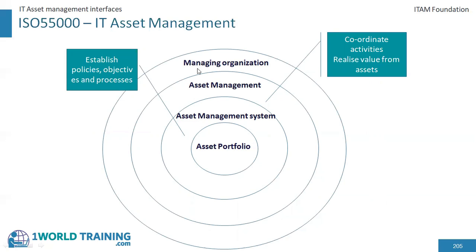And then on top of asset management, we have managing organizations. First we have the organization's goals and objectives. Accordingly, our goals and objectives will be cascaded to the asset management unit, the team, or the function. And then accordingly, we will define our necessary priorities, select the right asset management system, and manage our asset portfolios. If you look at this, it says asset management coordinates activities and realizes value from assets. And for the asset management system, it establishes policies, objectives, and processes. So this is about IT asset management with respect to ISO 55,000.